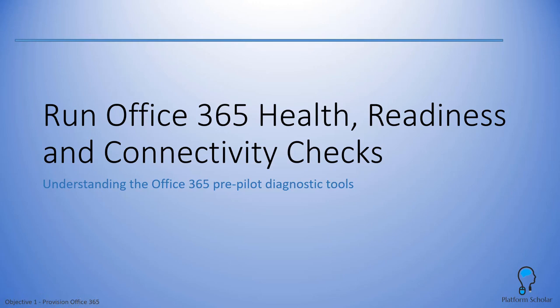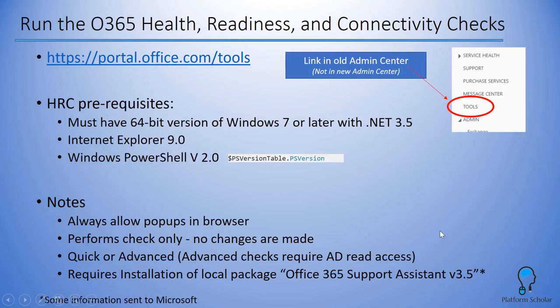Okay, let's discuss running the Office 365 Health Readiness and Connectivity Checks. The Health Readiness and Connectivity Check tool can be found at portal.office.com/tools. There's also a link to this in the old Admin Center, but it's mysteriously absent from the new Admin Center. So if you don't want to memorize the URL, you'll have to go to the old Admin Center and click on Tools, or just search for it on the web.